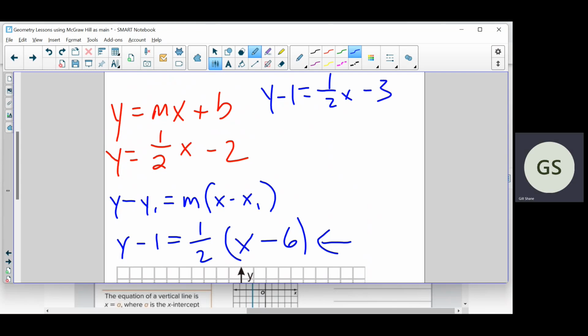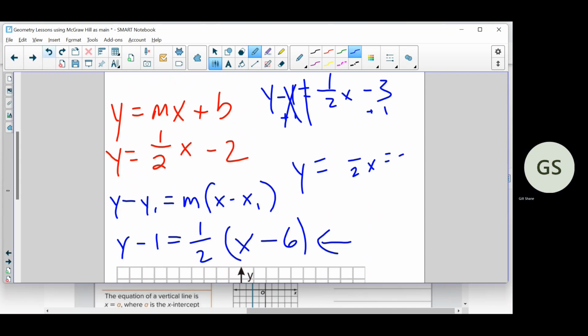Now, if I want to get y all by itself, I have to add 1 to both sides. Now we solve equations. So I would get y. Now I got rid of the 1s. They went away. So y is all by itself. I still have 1/2 x. -3 plus 1 is -2. You see I have the exact same equation. So they are equivalent equations, just in different formats.